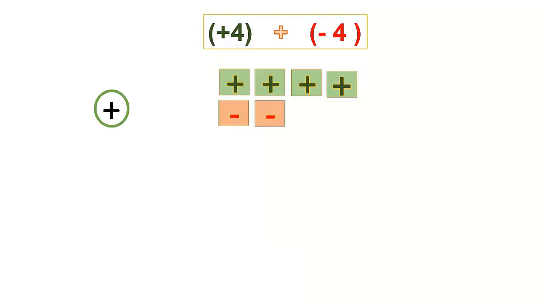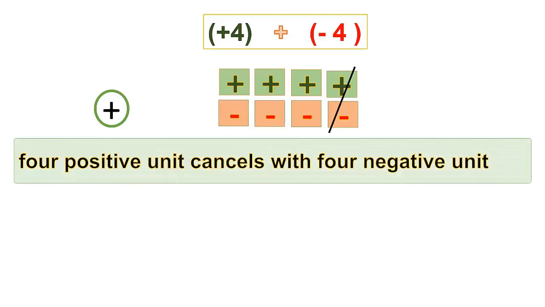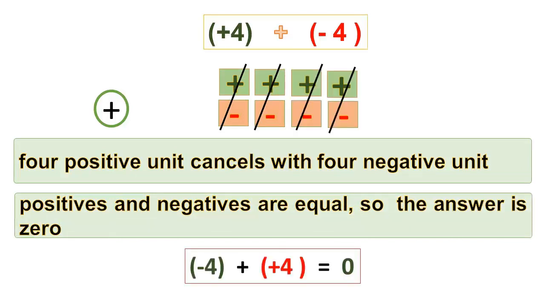Four positive symbols and 4 negative symbols, and adding them, one positive and one negative get cancelled. Likewise, all 4 positives get cancelled with all 4 negatives. So we get 4 positive units cancel with 4 negative units. The result is 0.